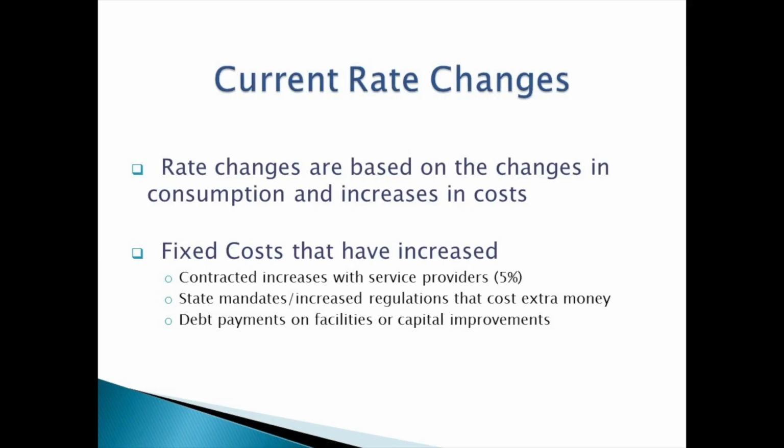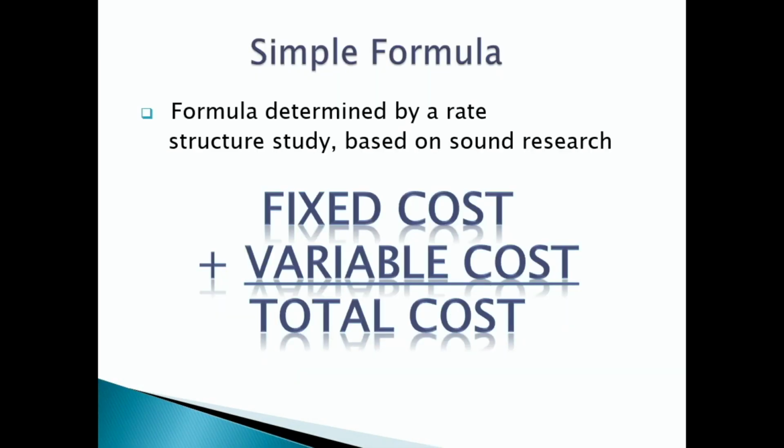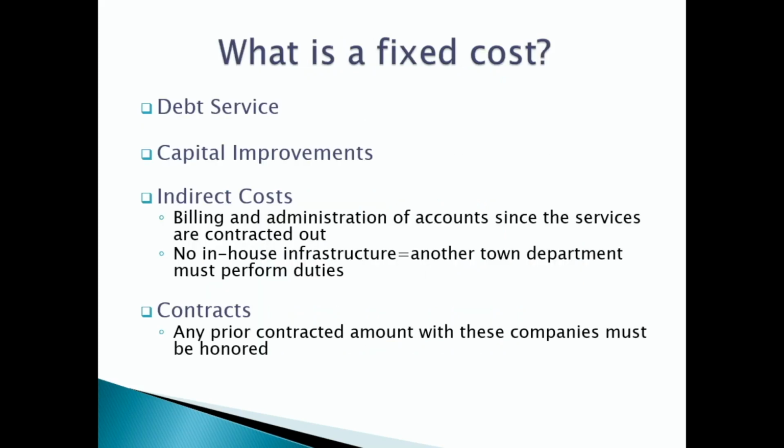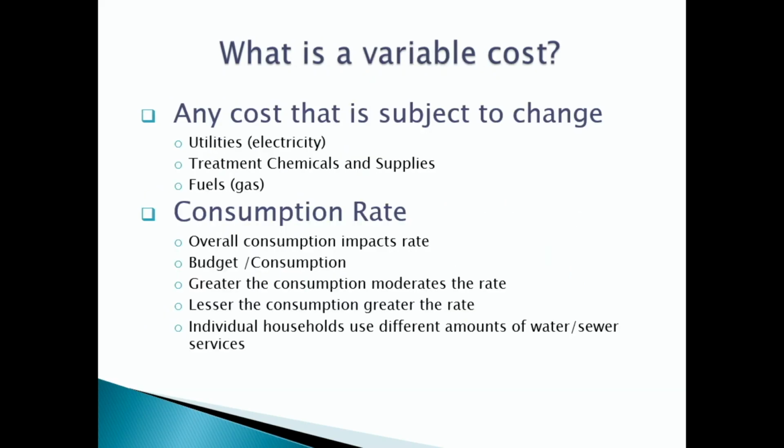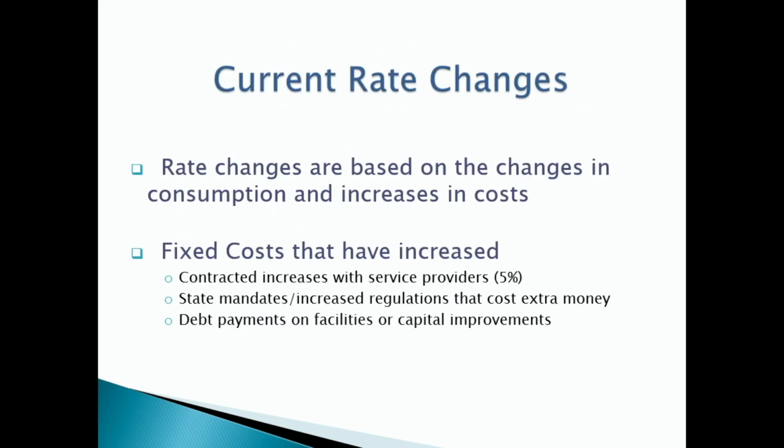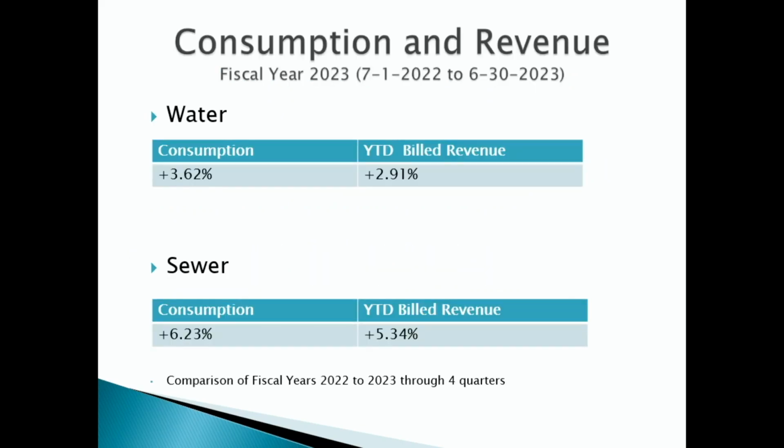So the current rate structure is based on changes in consumption and increases in costs. The fixed costs that have increased, as we mentioned earlier, we do have contracted services that operate these plants. Okay, so this is what I talked about in the fixed cost. So we defined what's a fixed cost, what's a variable cost, and the current rate changes we talked about.